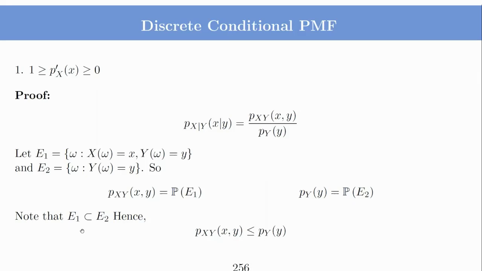So the probability of E1 should be less than or equal to the probability of E2. That follows from the properties of the probability measure. This means this is less than or equal to this one. So if you divide them, you will find that this divided by this is less than or equal to 1. Greater than or equal to 0 is easier to prove because a probability is always more than or equal to 0.